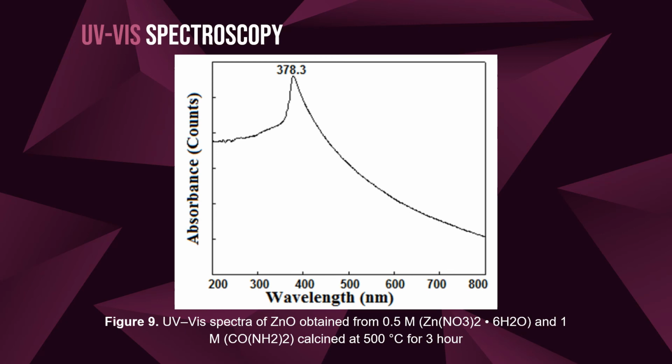For recording UV-Vis spectra, the zinc oxide sample was prepared by ultrasonically dispersing it in absolute ethanol. The absorption peak in Figure 9 corresponds to a zinc oxide sample calcined at 500 degrees Celsius and showed strong absorption at a wavelength of 378.3 nanometers. This can be attributed to the intrinsic band gap absorption of zinc oxide, due to electron transfer from the valence band to the conduction band. Furthermore, the XRD and TEM results indicate that the zinc oxide particles are 30 to 50 nanometers in size.